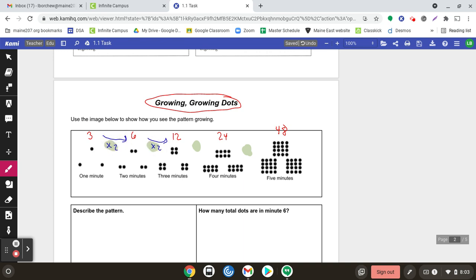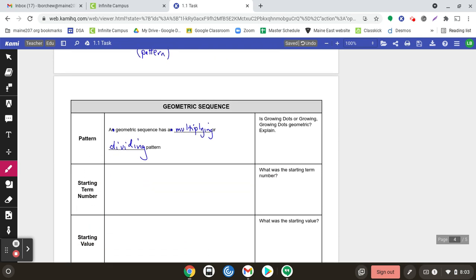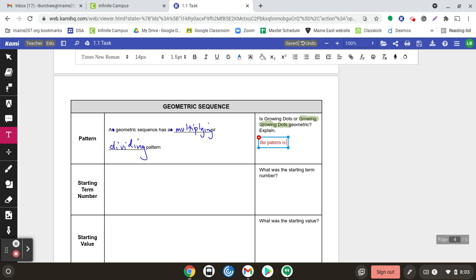So we know specifically that the pattern is multiplying by 2, but that is a multiplication or division pattern. So going back to page 4, I will say that this is in fact growing dots. That's geometric. And my explanation will be the pattern is multiplying by 2 each time.